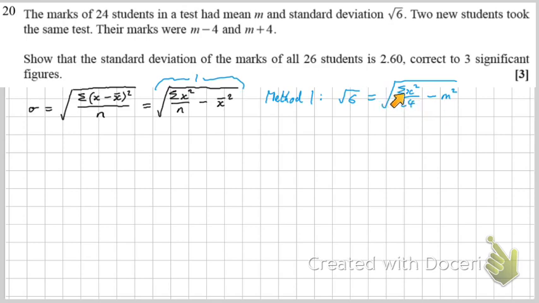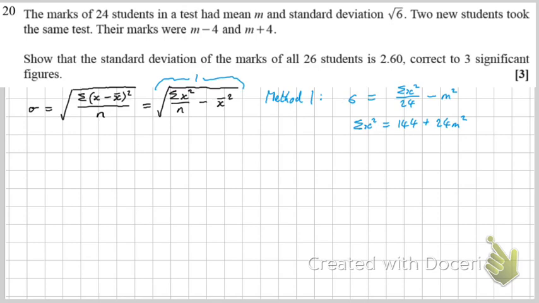We don't know what the sum of the squares of the original data were, but that's okay, because if we rearrange this formula, we can very easily work out, just rearrange to get sigma x squared on its own. So we've now got an expression for sigma x squared. And remember, sigma x squared is the sum of the squares of the original 24 pieces of data.